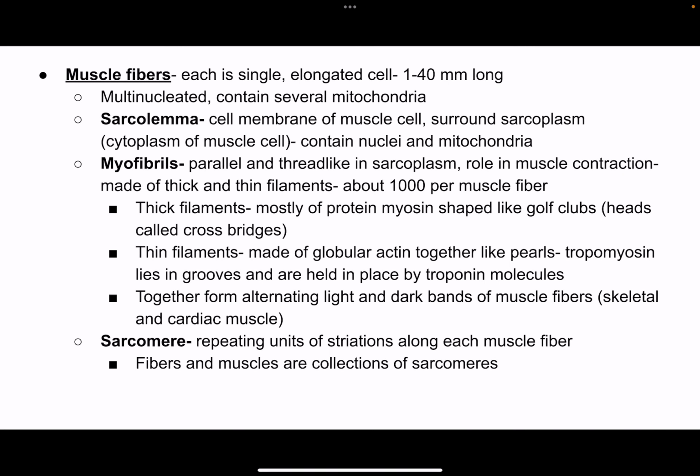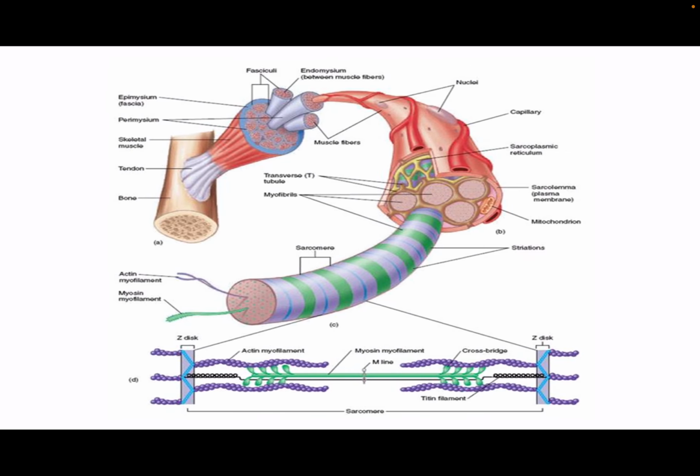All right, last video, I finished up talking about muscle fibers and how each muscle fiber is a cell, and these cells are made of these individual myofibrils, which are the thick and thin filaments made of actin and myosin. Remember, thick filaments are myosin, thin filaments are actin, and these filaments form repeating units called sarcomeres of light bands and dark bands.